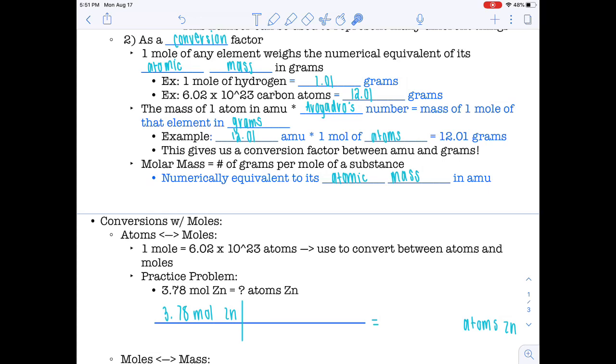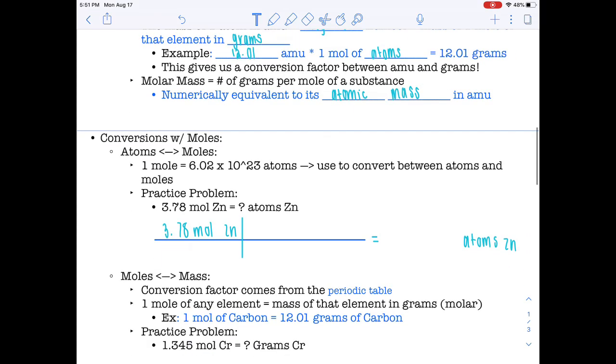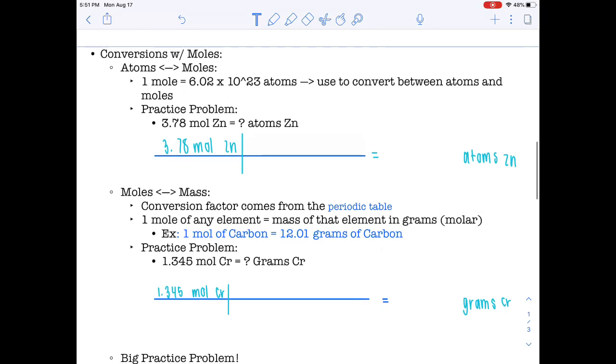Okay, so now we can use this conversion factor we found between AMU and grams over here with conversions with moles. So we can convert from atoms to moles and moles to mass. Let's start with atoms to moles. 1 mole is equal to 6.02 times 10 to the 23rd atoms, and we can use this to convert between atoms and moles.